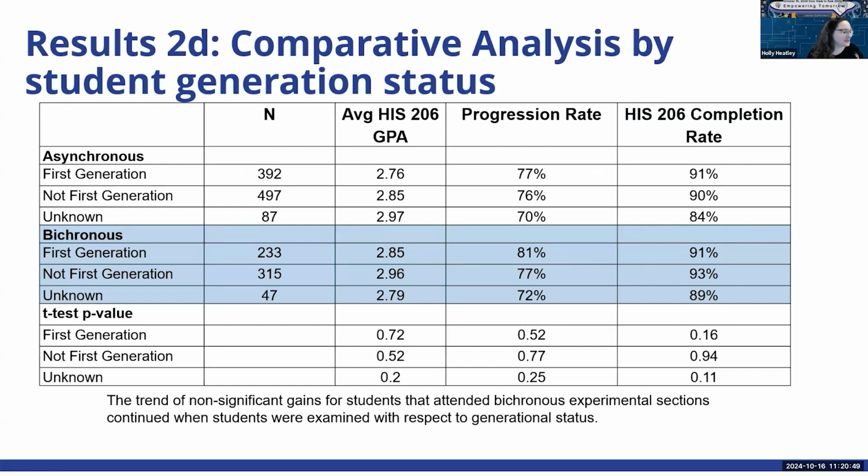This trend continued when examining the control and experimental groups with regard to generational status. Though gains in course completion rate for first-generation students approached significance, they did not actually reach statistical significance.